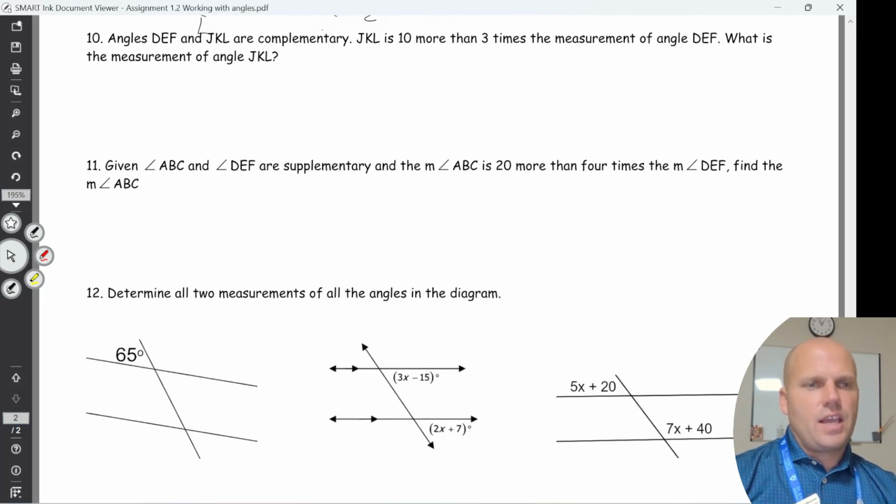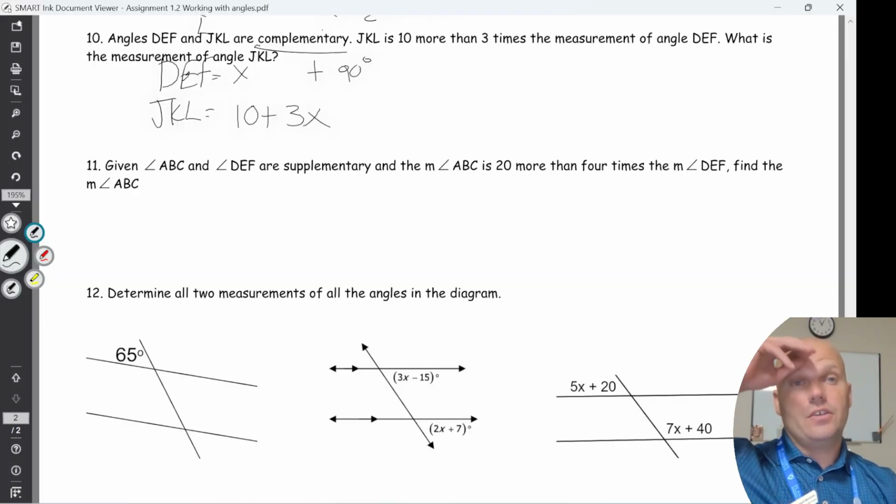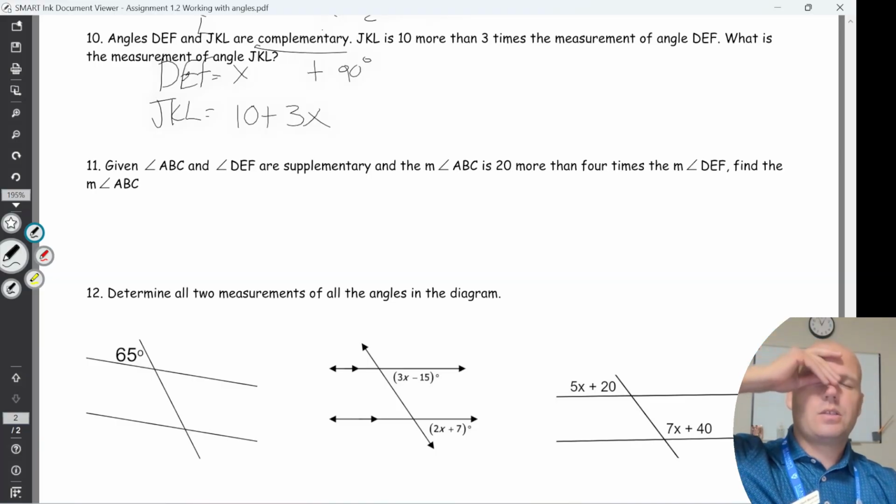Angles DEF and JKL are complementary. Complementary means they add up to 90 degrees. JKL is 10 more than 3 times DEF. I'm going to call DEF x. JKL is 10 more than 3 times x.